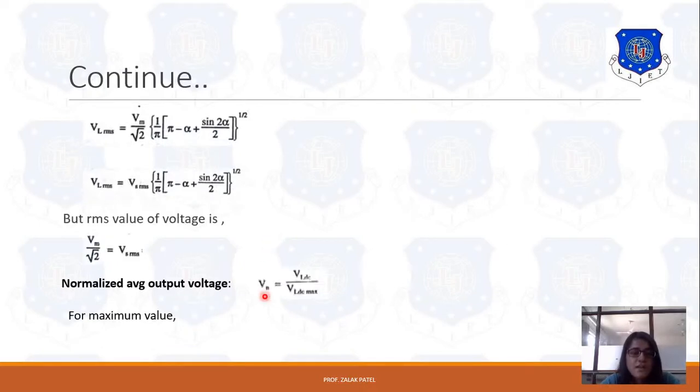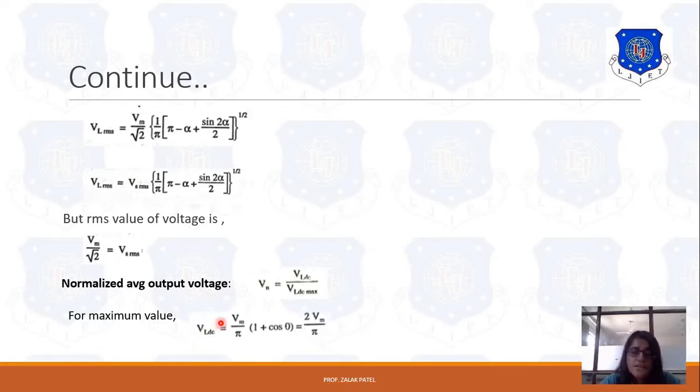So let's find it. The normalized value is Vn equal to VLDC upon VLDC maximum. For the maximum value we have to put the angle alpha equal to 0. Now why do we put alpha equal to 0? Because cos 0 gives us the maximum value, and here we have to find the maximum value. That's why we put the firing angle or delay angle as 0 degree.